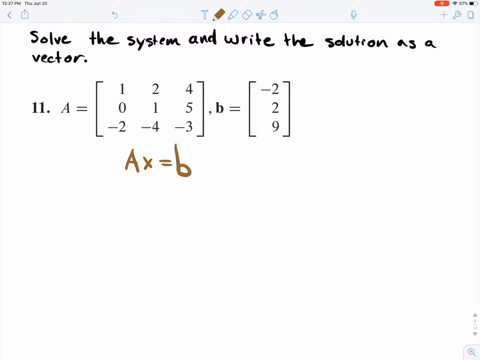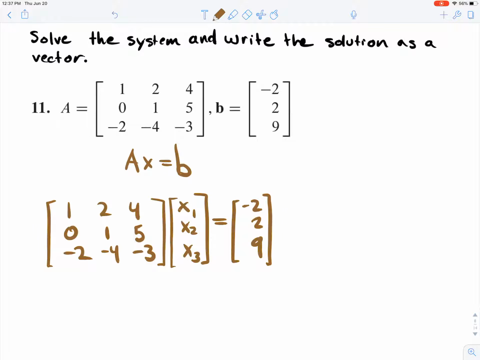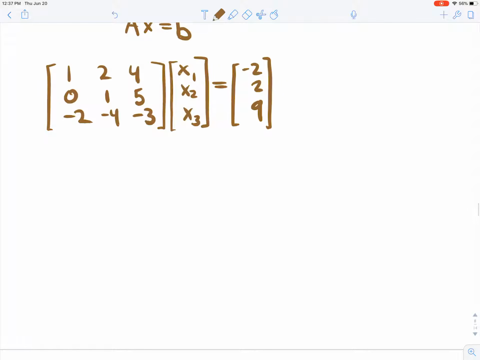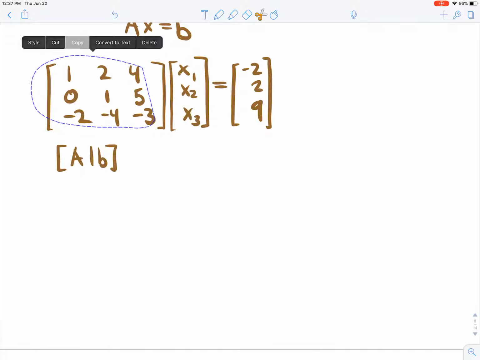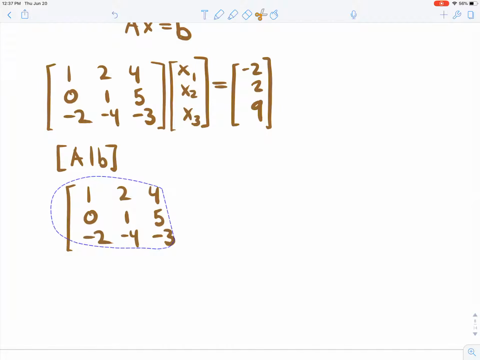Numerically, what we're looking at is this equation. We're trying to find x1, x2, and x3 such that this is true. How do we do this? Well, step one would be to create your augmented matrix. And the way you do this is you're going to take the entries in A, all of them, copy, and paste them on your paper.